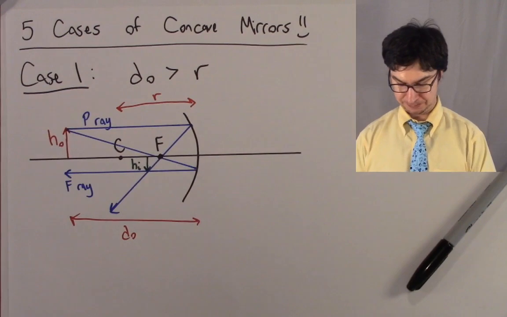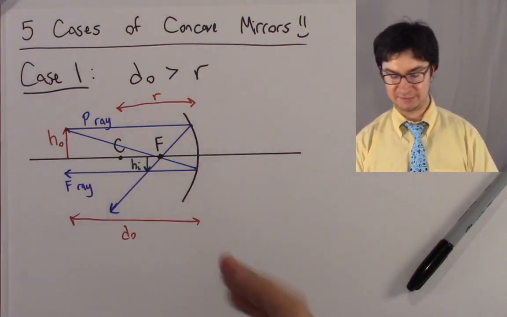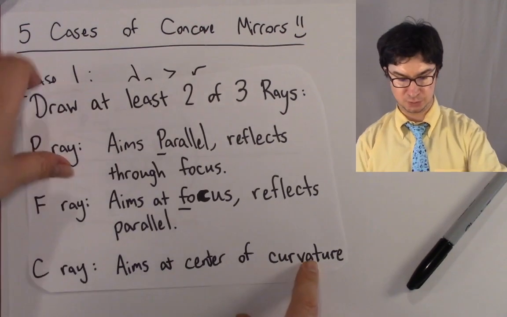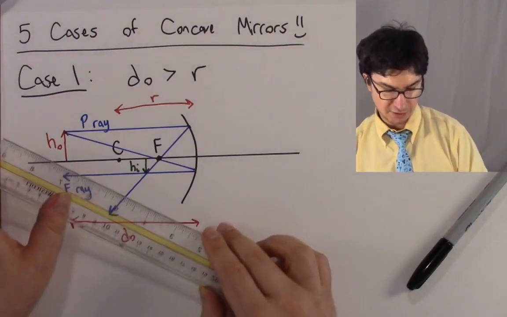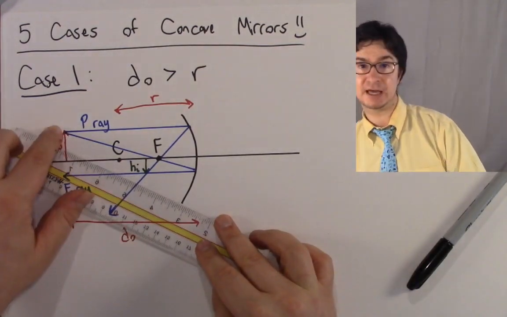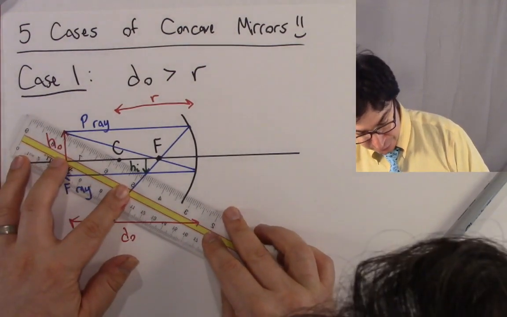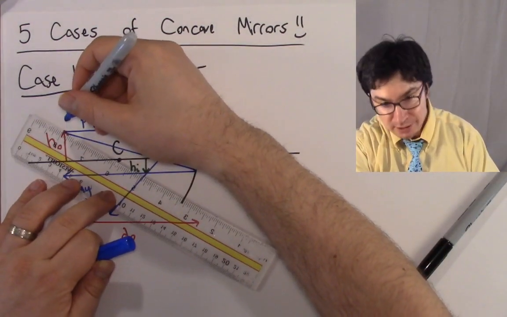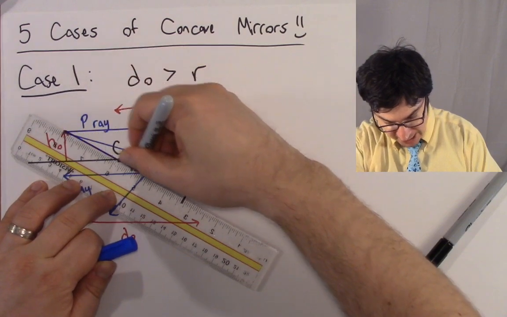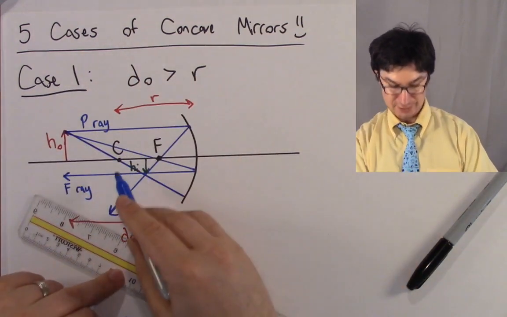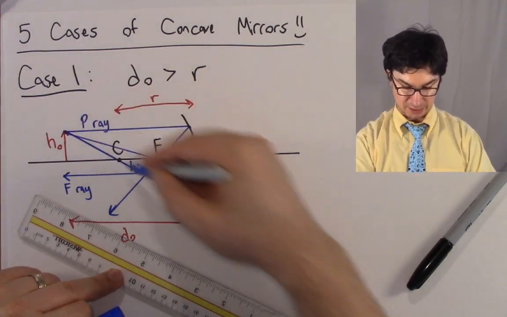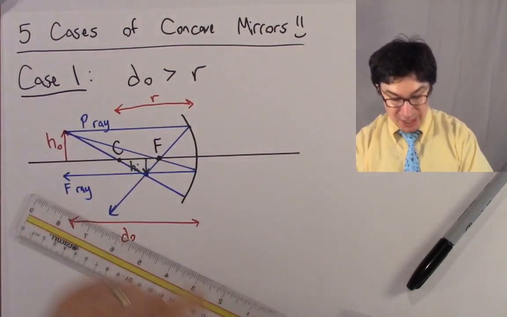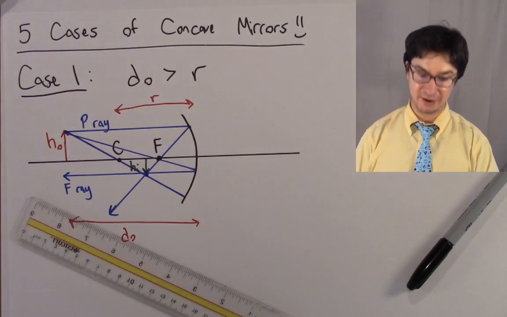And I want to show you one more thing. If I wanted to draw a C ray, I don't have to. But if I want to draw a C ray, check this out. The C ray aims at the center of curvature. Watch this. If I take this ruler and I start at the top of my object and I aim at the center of curvature, do you see this? If I aim at the center of curvature and it hits the mirror, it's going to bounce back through the center of curvature, right? Bouncing right back, according to the law of reflection. Bouncing straight back. And when it bounces straight back, look at that! It goes right through the top of the image.